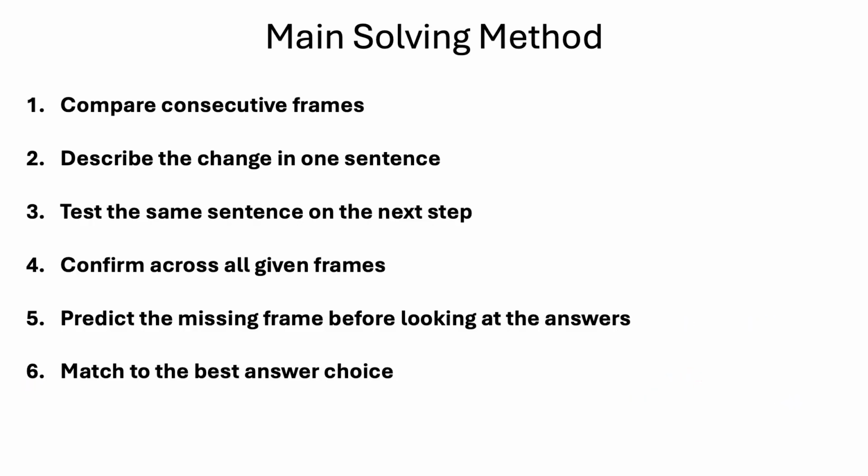And then last, we have 6, match the best answer choice possible. If more than one answer option fits, then your rule is incomplete, and you should add one more feature and repeat the process. Together, this makes the main solving method. If you master these steps and learn how to apply them diligently, you should be able to answer the majority of these Figural series questions.